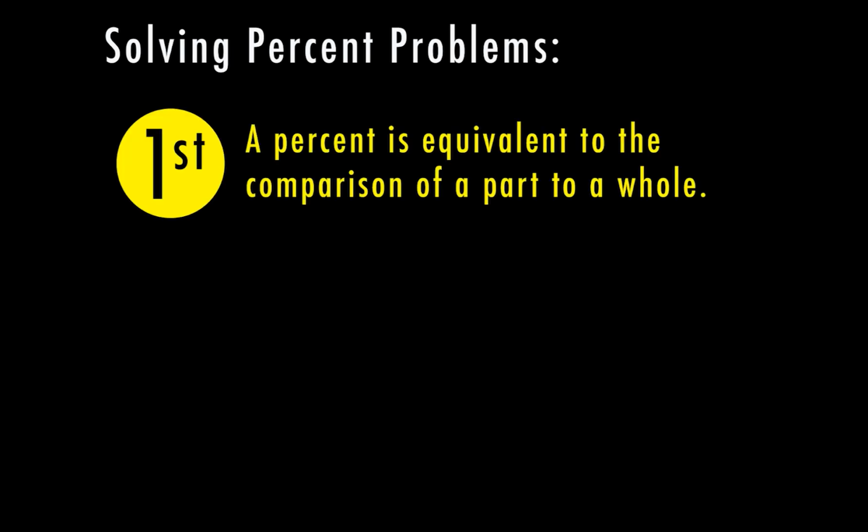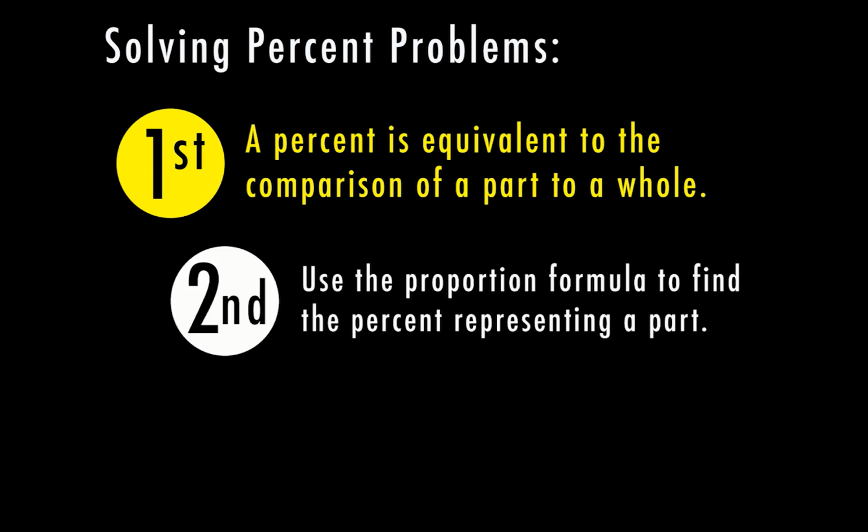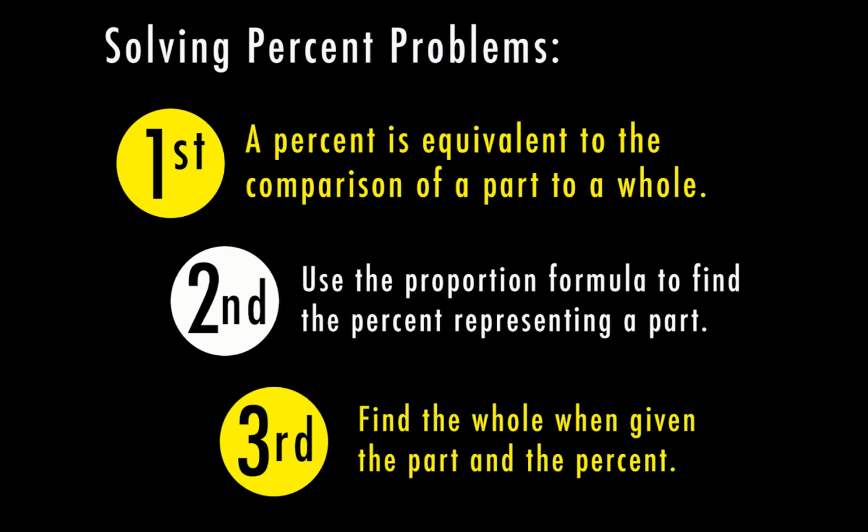So let's go ahead and recap our steps here for solving percent problems. A percent is equivalent to the comparison of a part to a whole, and that means that my percent always has to go over 100. I can use the proportion formula to find the percent representing a part. I can also find the whole when given the part and the percent. So this same formula can be used to find the part, the whole, or the percent. Out of the two that are given, I can always find the third.